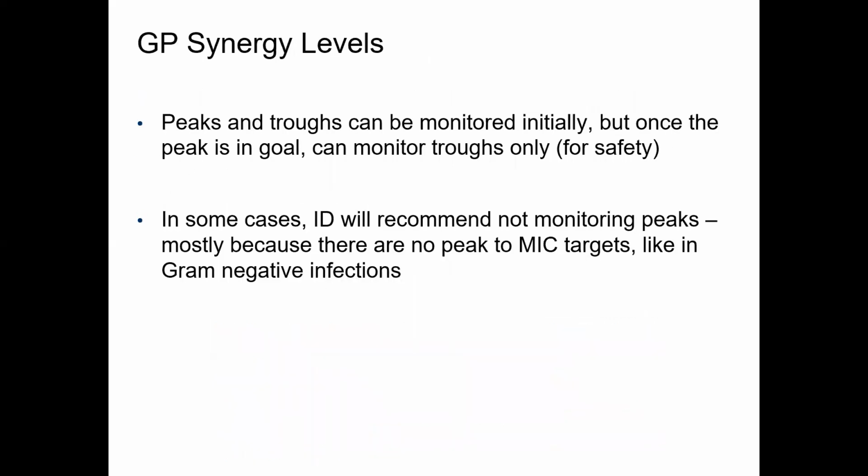And then in gram-positive synergy, for how to monitor levels, peaks and troughs can be monitored initially, but similar to our extended interval dosing, once the peak is in goal, you can usually monitor troughs only, and this is just to monitor for safety to make sure that the patient is not accumulating the drug and continues to clear appropriately. I will add that in some cases, infectious disease providers will recommend not monitoring peaks, and this is mostly because we don't have peak targets or peak to MIC targets, and so some providers are comfortable without monitoring that peak because our goal is not as concrete as in gram-negative infections.